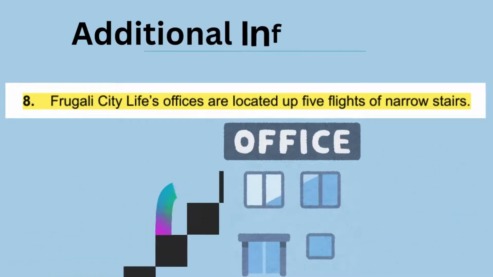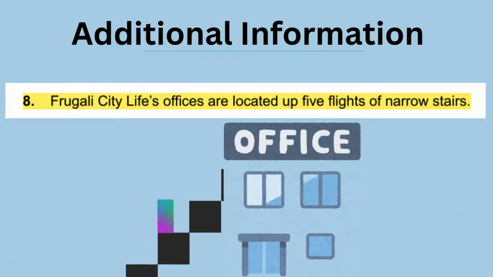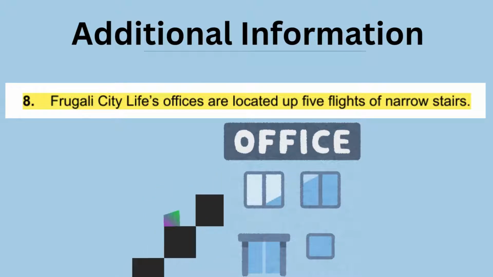Now, let me discuss some of the processes here, and you can get this information from the additional information. There are some points which talk about the process. For example, one of the points says Frugali City Life offices are located up 5 flights of narrow stairs. Now, let me show you what kind of point is considered a well-developed point. If you say Frugali City Life's offices are located up 5 flights of narrow stairs, this would be the point only that you identify from the additional information regarding the process of casting a vote. If you write only this much, just copy-pasting the material and do not further develop that point, it means you cannot score high marks.